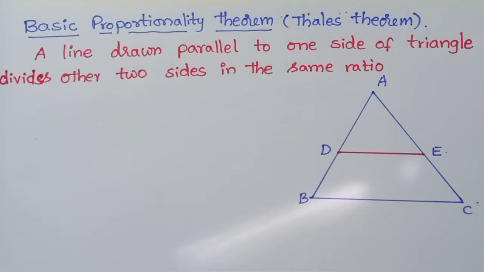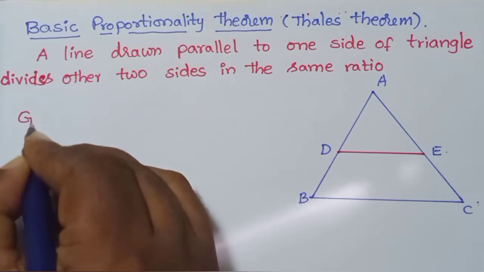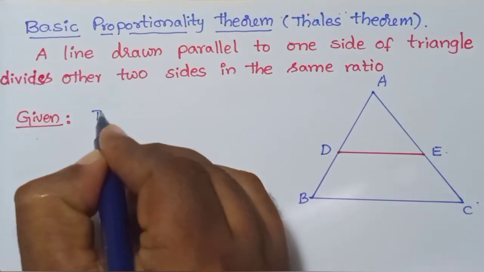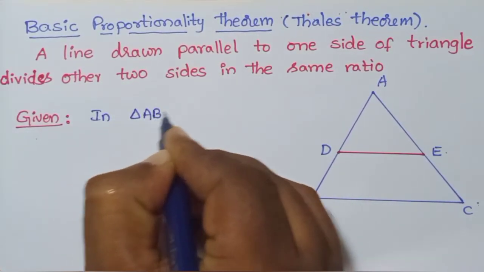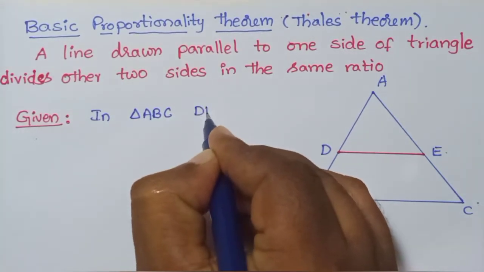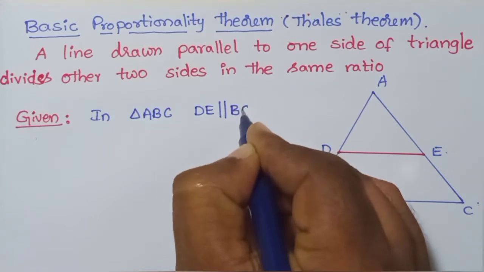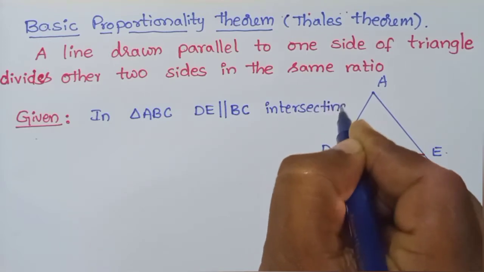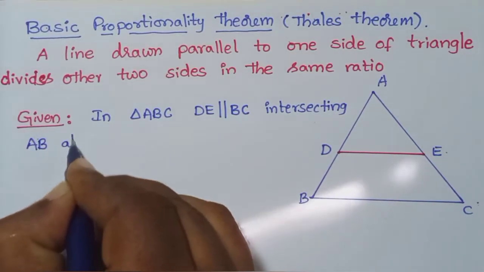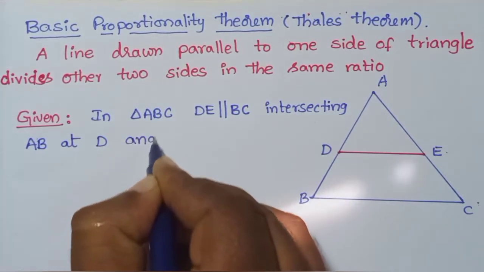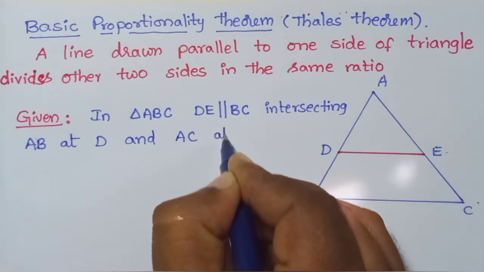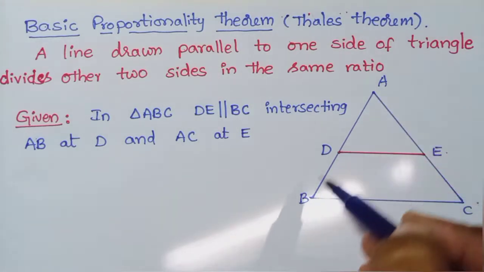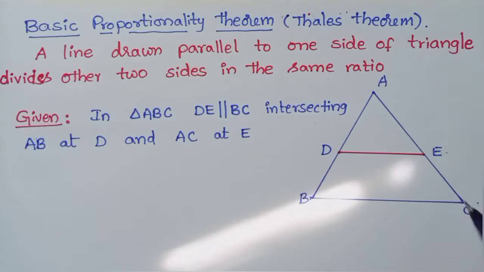In the proof of a theorem, first of all, we have to write the given part. The given part of this theorem is: in triangle ABC, DE is parallel to BC, intersecting AB side at D and AC side at E. So this DE line is intersecting AB side at D and AC side at E.